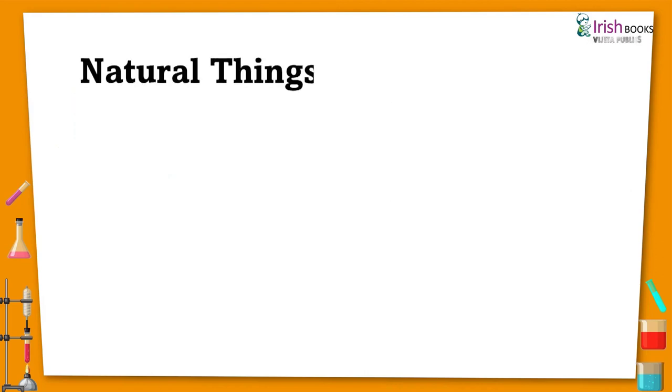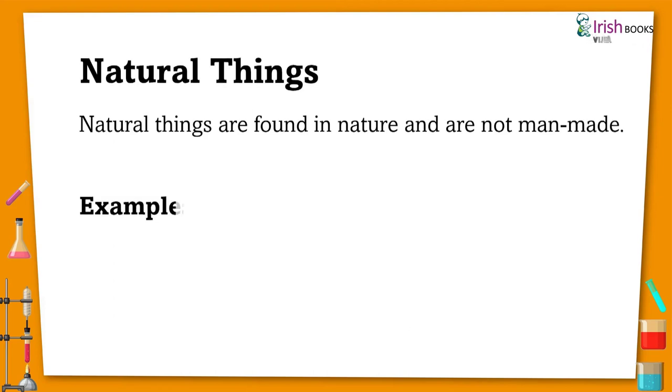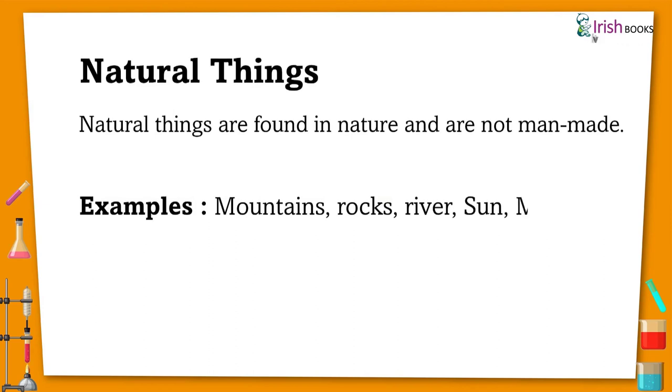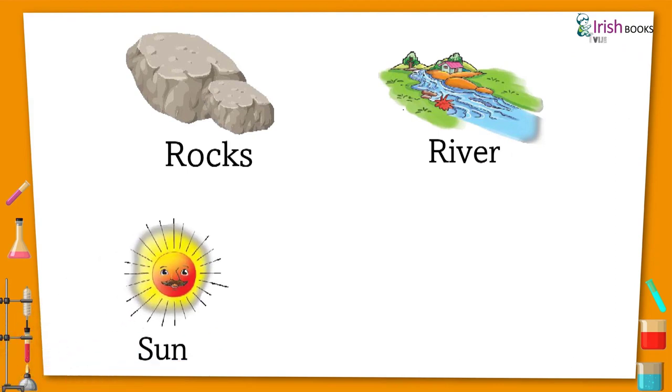Natural things. Natural things are found in nature and are not man-made. Examples: mountains, rocks, river, sun, moon, etc.